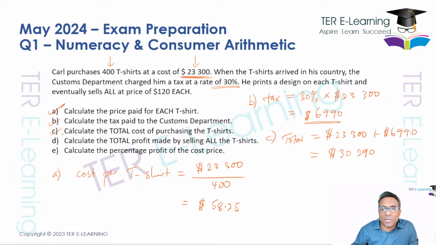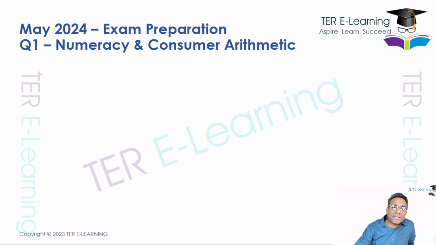All right, so that's the total cost of purchasing the t-shirts. In part D now, we want to calculate the total profit made by selling all of the t-shirts. In the question, he prints a design on the t-shirt and then he sells each of them for $120. So when you're doing a question like this, please read carefully. What we need to do is find the amount that he received in sales. So his sales will be 400 t-shirts multiplied by $120.